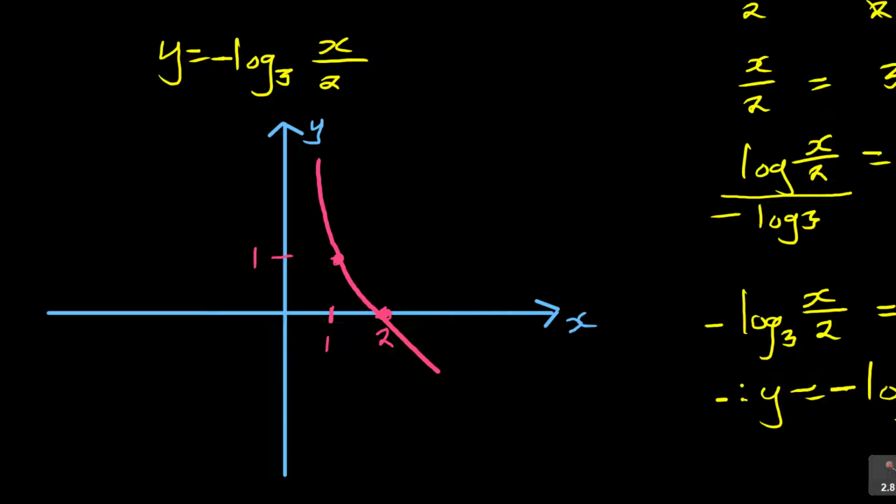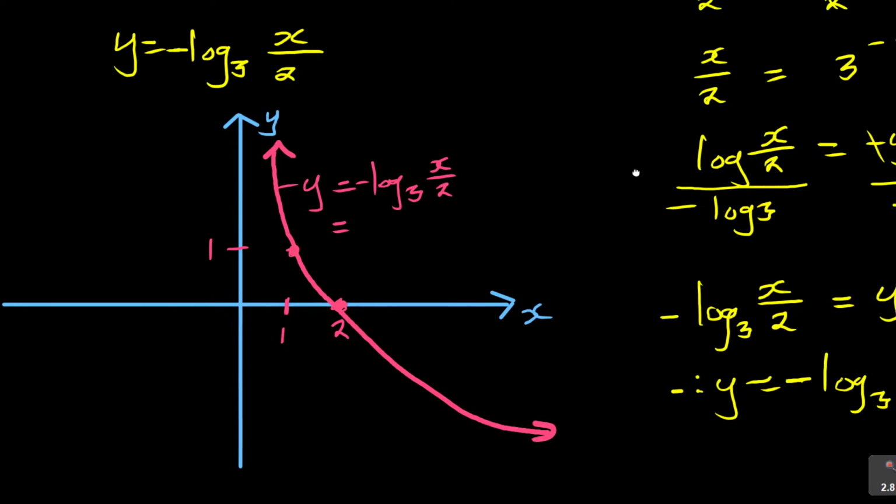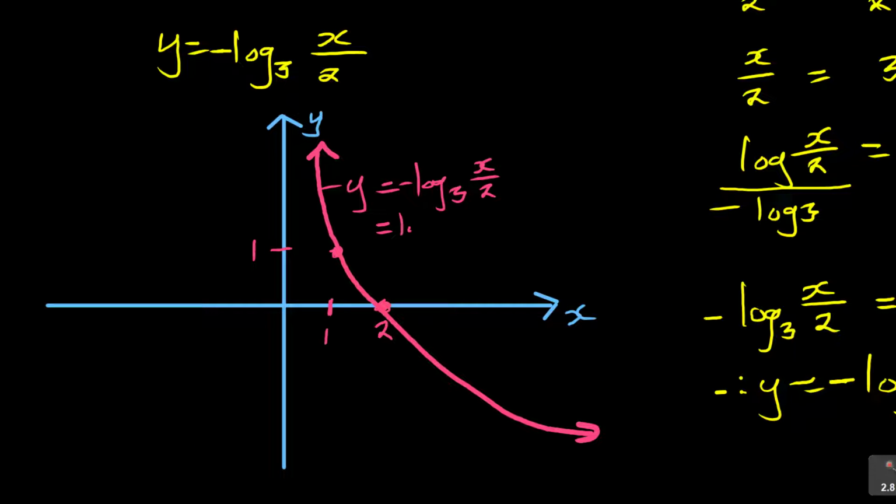This is the graph of log, you know. So it's going up, it's going this way. Are you with me? And then this is the graph of y is equal to negative log in base 3 of x over 2. Or you can call it the graph of the original. Remember, they say draw the inverse. So this is the graph of, the inverse of 2. This is y is equal to 2 times 3 to the power negative x. This is the inverse graph.